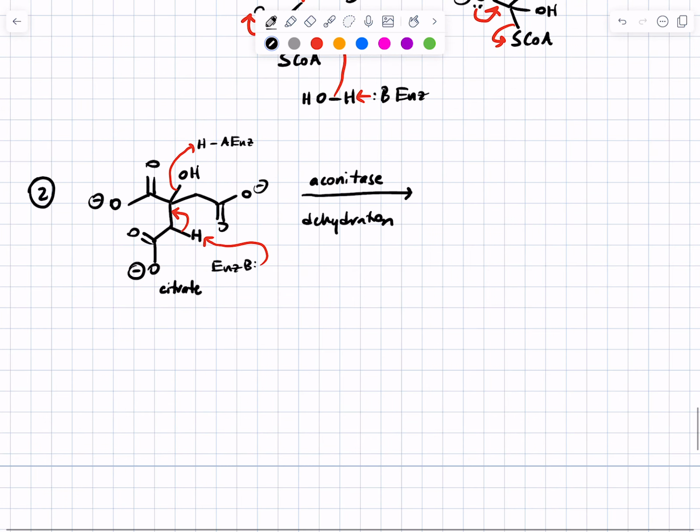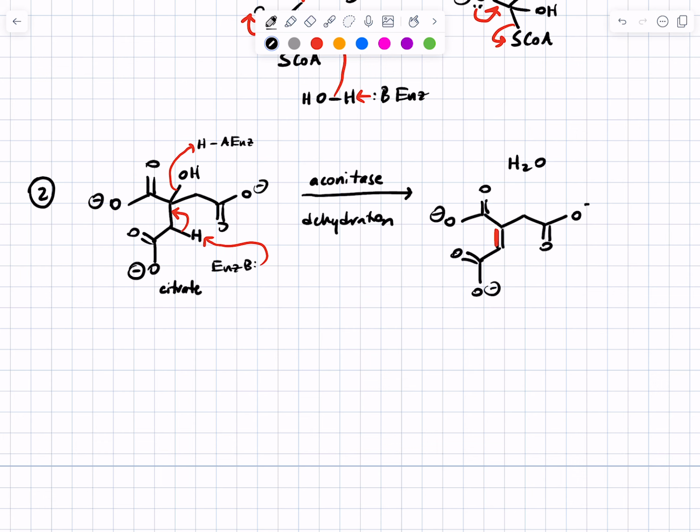And the intermediate, or the product of this dehydration reaction, is what's called cis-aconitate, in which you've got an alkene. Here's the new pi bond we just formed in this process. You've got an alkene in between two carboxylic acids. And the product is called aconitate.